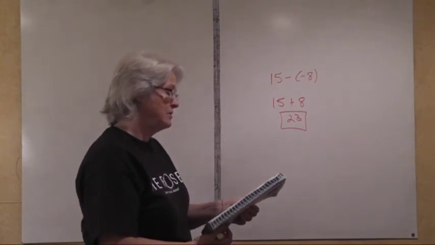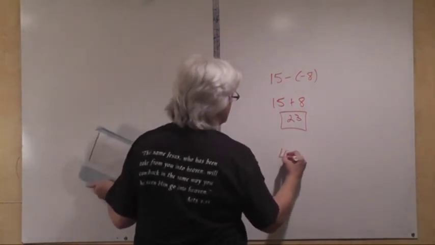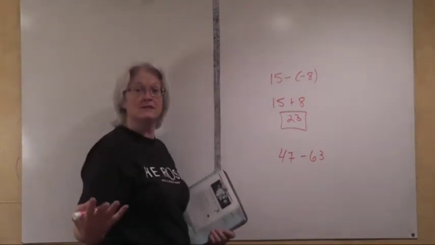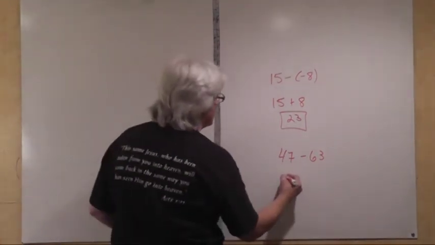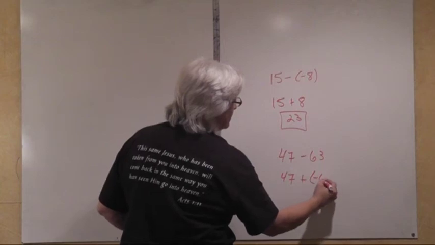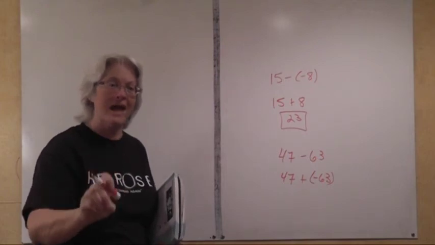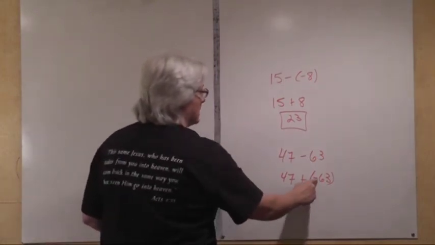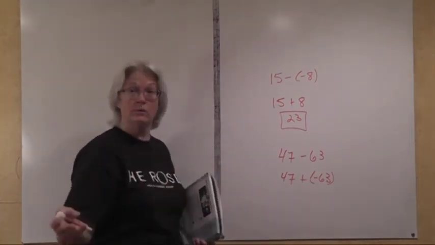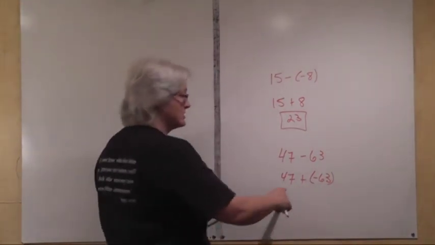What if we have 47 minus 63? Subtraction is the same as adding the opposite. 47 plus the opposite of 63, which would be a negative 63. And now we kick in the rule for adding unlike signed integers. When you're adding integers that have different signs, what do you do? You subtract the smaller number from the larger number. Their absolute values is what you're actually subtracting.